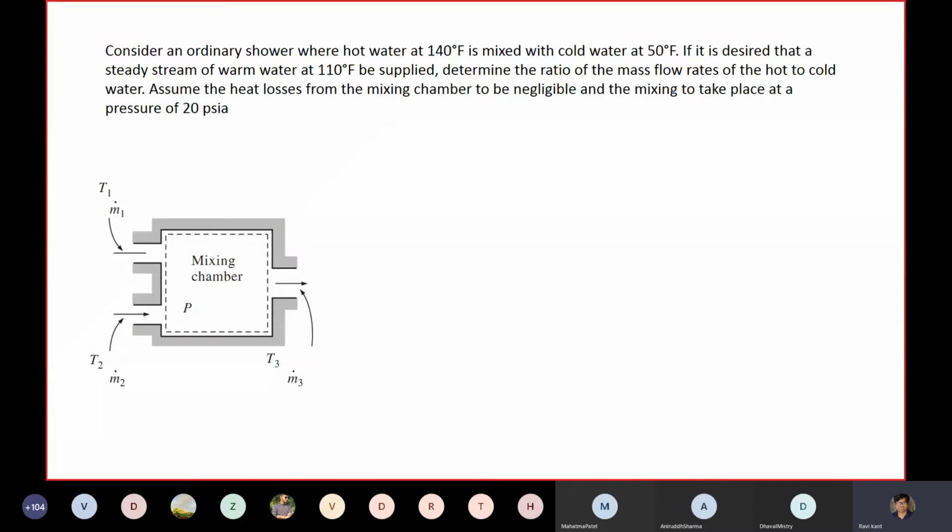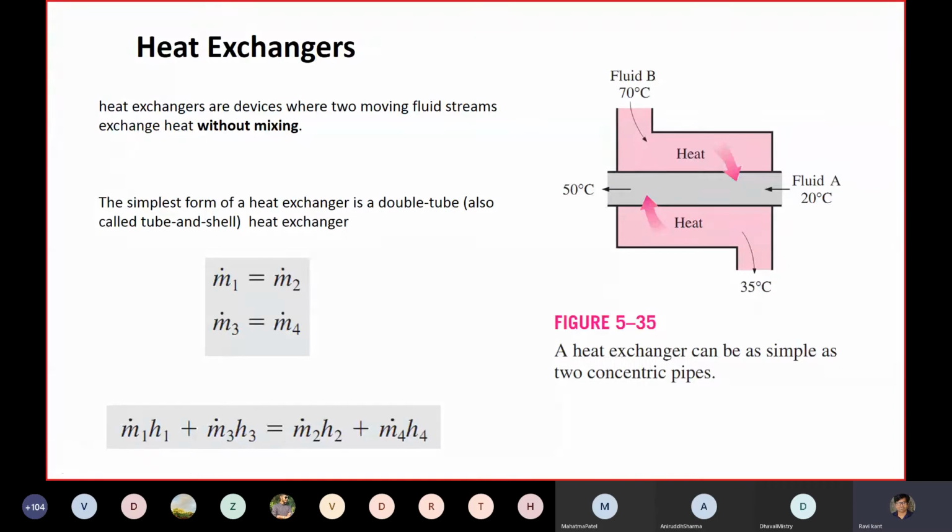Again, we'll keep this aside. These numericals we'll finish after our theories first. The next device that is very important is the heat exchanger.